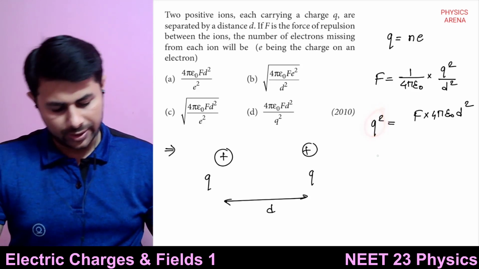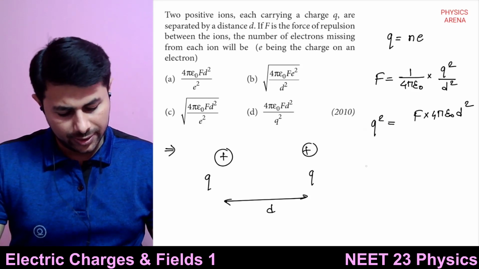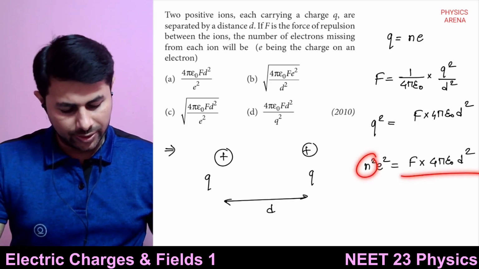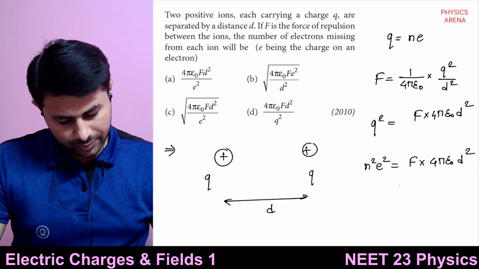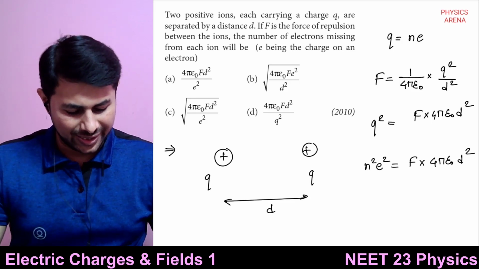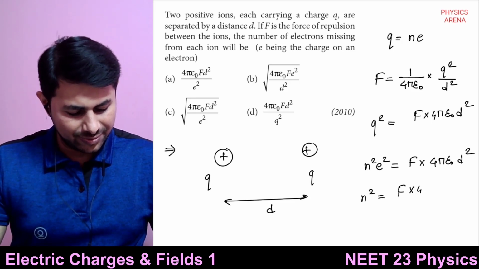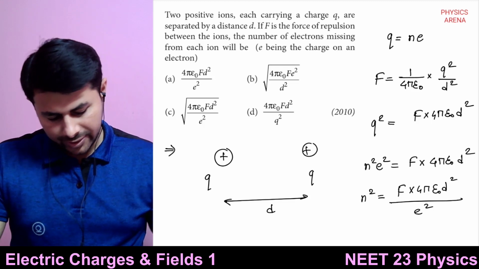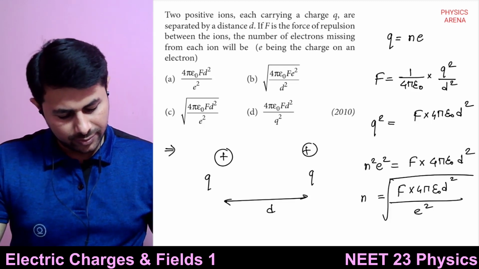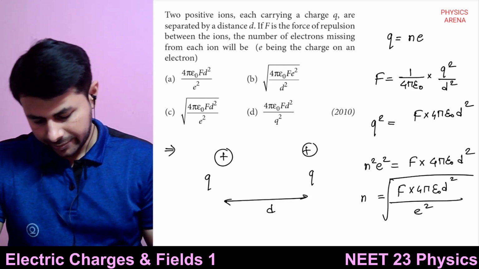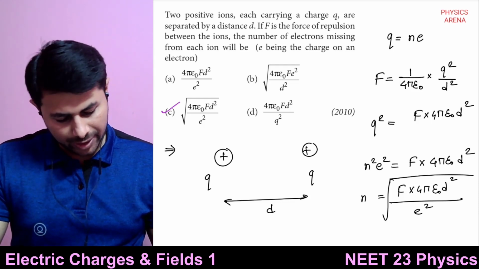And therefore q square is n square e square, because q is equal to ne. So n square e square is equal to F multiplied by 4 pi epsilon naught d square. We want to find n, right? How many electrons are removed? So we'll take e square to the other side, and then we'll take the square root because we want n. So it will be the square root of this thing. Okay, it's option C: n equals square root of 4 pi epsilon naught F multiplied by d square divided by e square.